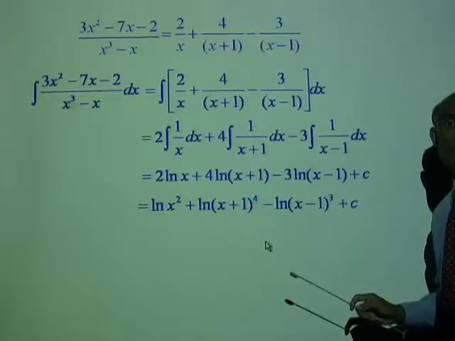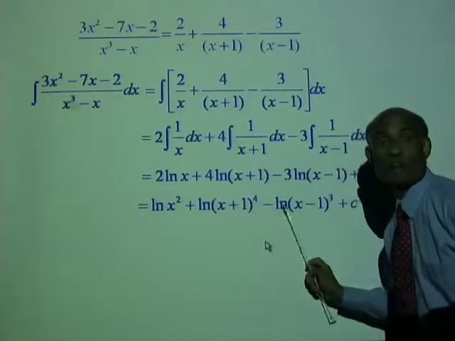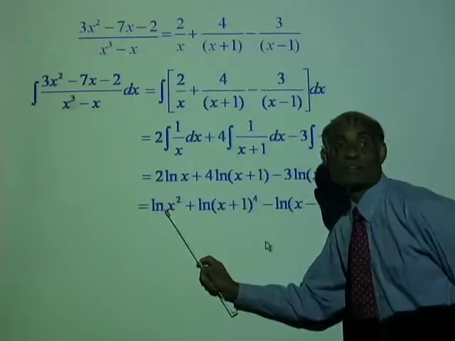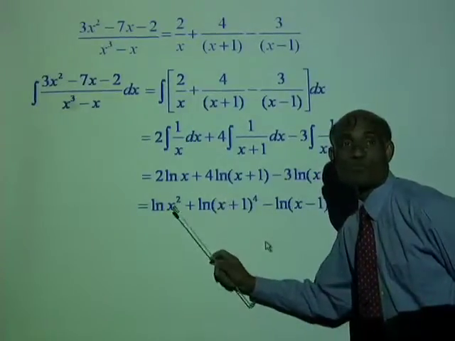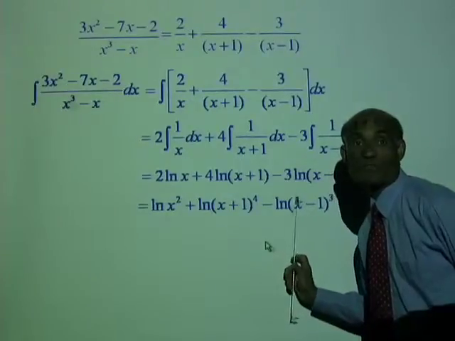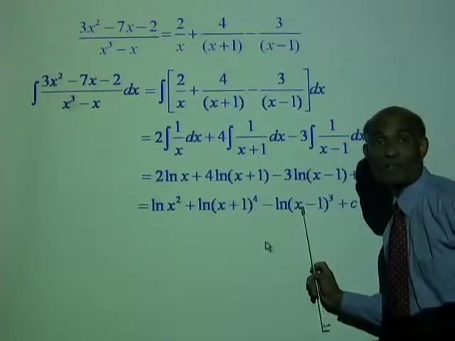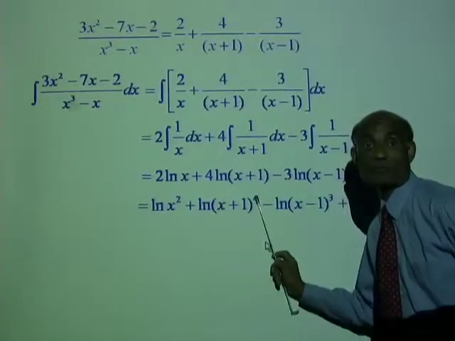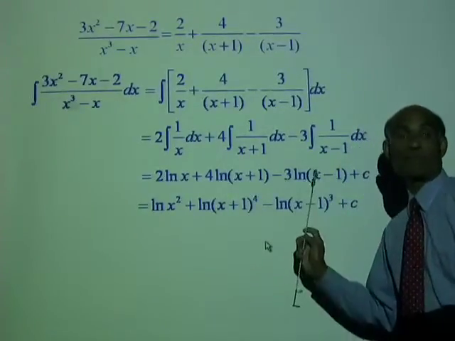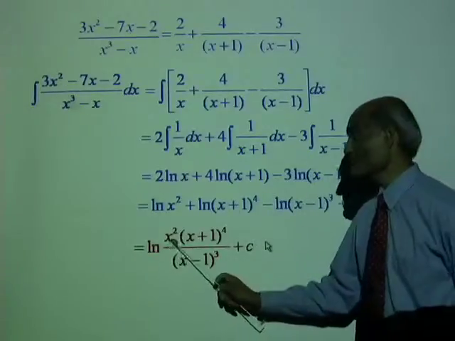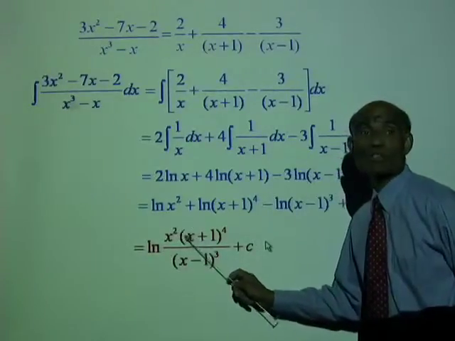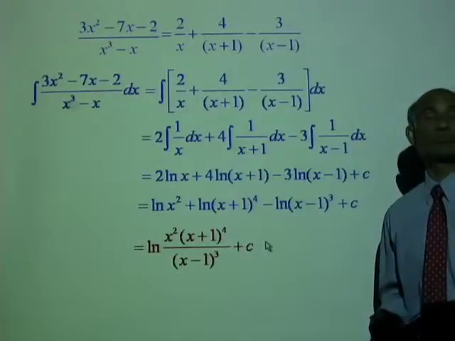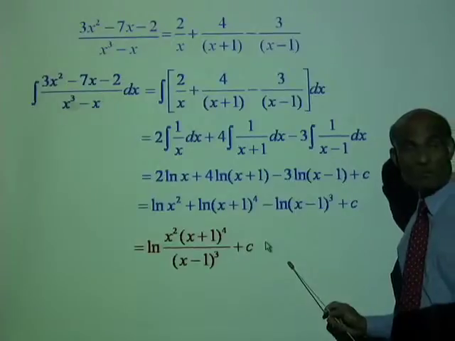There you are. And this can be combined into 1 ln quantity. How is that? Now these two are positive. That means they will get multiplied and this will go to the denominator. Is that right? So this will be ln of x squared times this quantity divided by that quantity. There you go. So that's equal to ln of x squared times x plus 1 to the power of 4 all over x minus 1 to the power of 3 plus c.